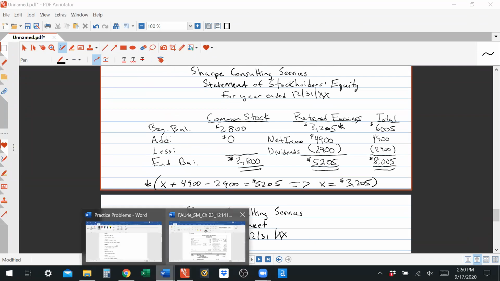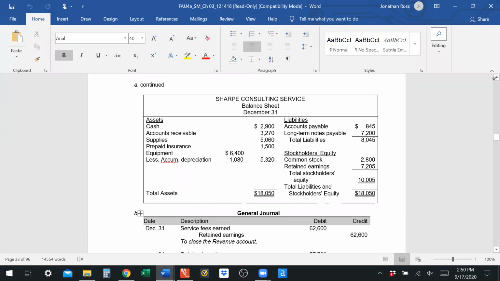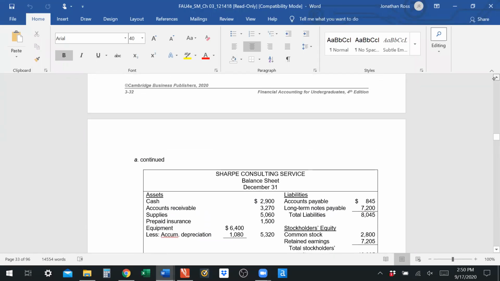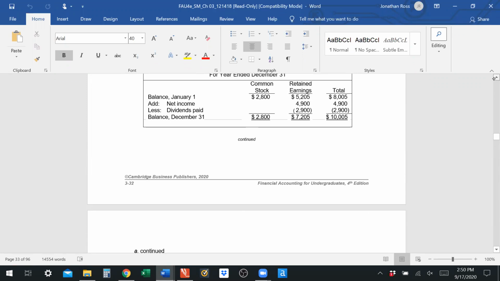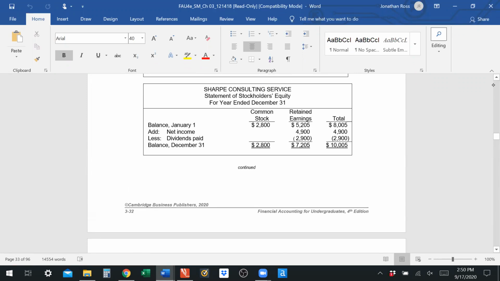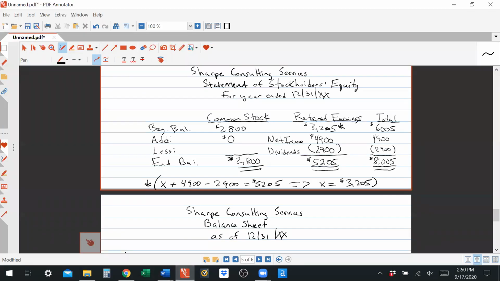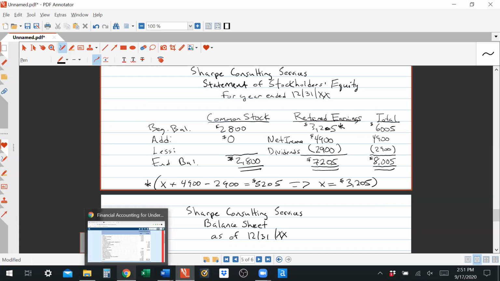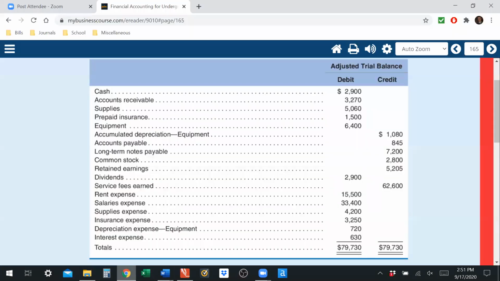Let's go look at the key again. When they did the statement of stockholders' equity, what did they do? Oh, okay. I think the ending balance in retained earnings is given to us on the adjusted trial balance. So if we go back to the adjusted trial balance and you look at retained earnings, wait, it says 5,205 credit.